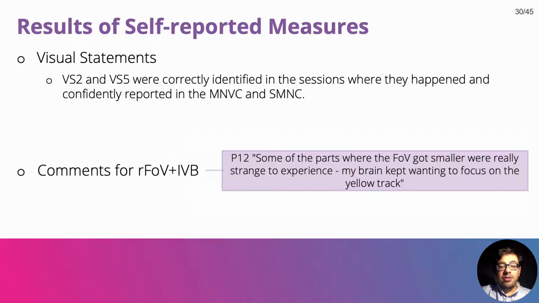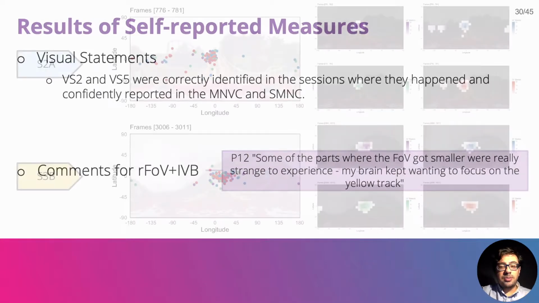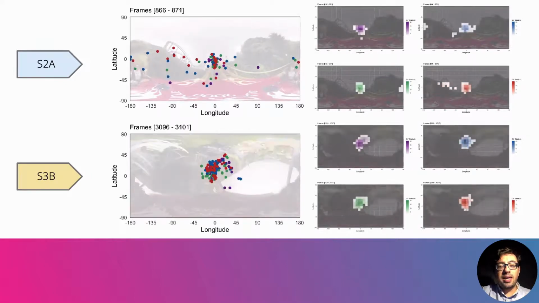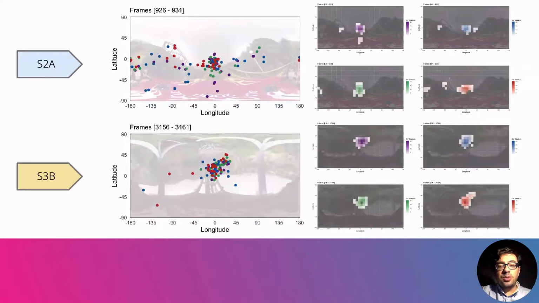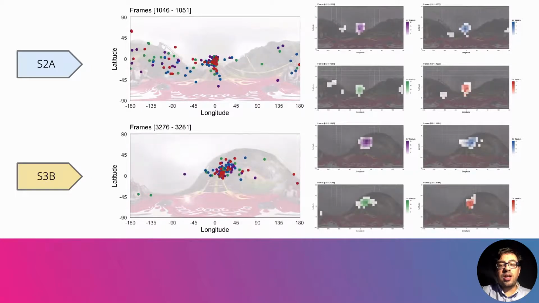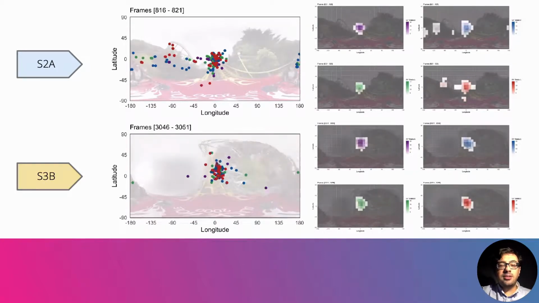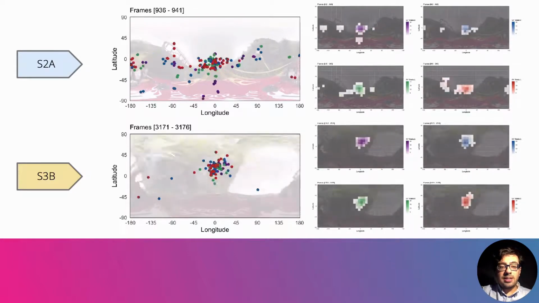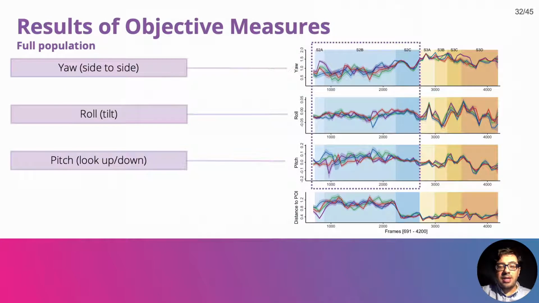So is this behavior exclusive to this condition? Looking at the small example from S2A and S3B, participants use the slow movement of S2 to explore the environment, but during the double helixes of S3B, they are focused on the track. Looking at the head direction axis, there is a similar behavior between conditions, but there is a different overall behavior when we consider the segments.